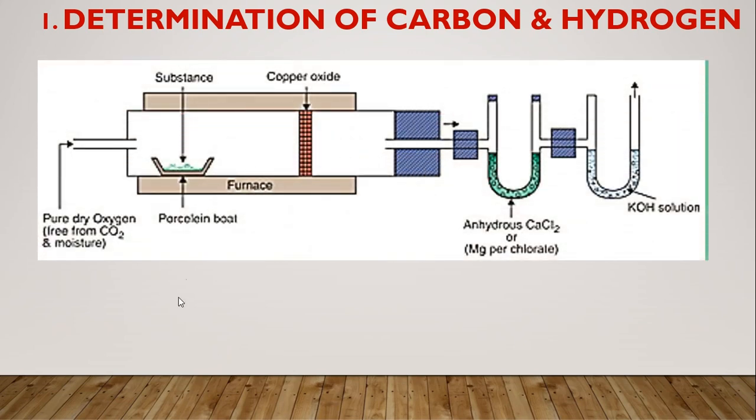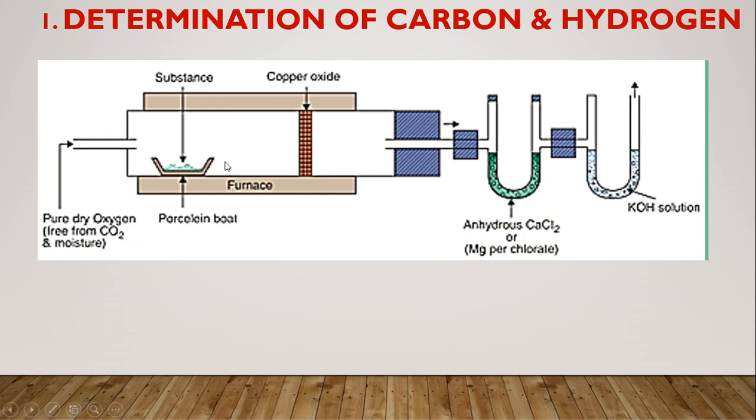Now look here. This is the combustion chamber in which a porcelain boat is taken and the substance, that is the coal sample, is taken, a known amount of it. Pure dry oxygen is transferred from this side, so the combustion takes place easily. Now in this furnace, when we burn the coal sample, if it contains carbon, it is converted into CO2 due to the oxygen, and if it contains hydrogen, it is converted to H2O.